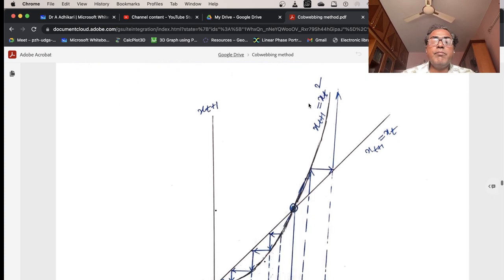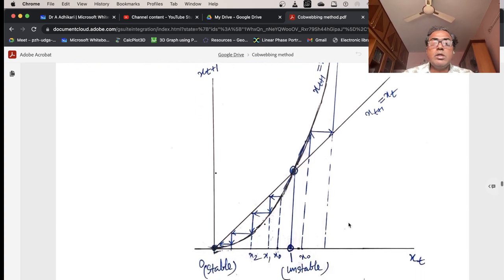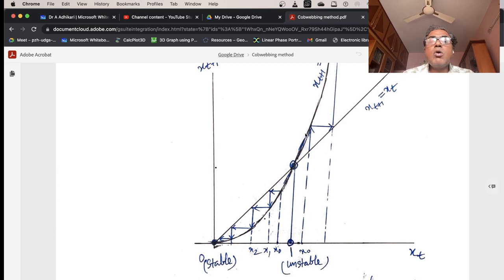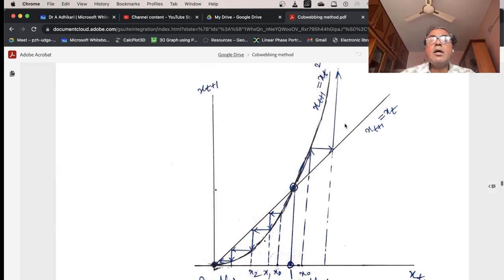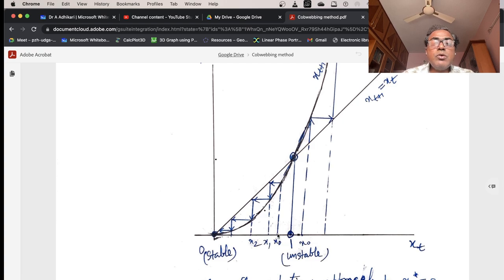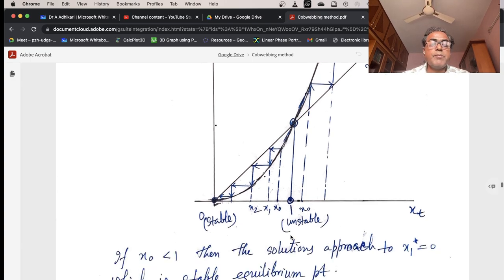This is the cobweb diagram. Obviously, when x0 is greater than 1, by the cobweb diagram the solutions diverge to infinity. But when x0 is less than 1, the solutions x1, x2 by cobweb converge to zero. So the equilibrium point zero is stable, and x equal to one is an unstable equilibrium.